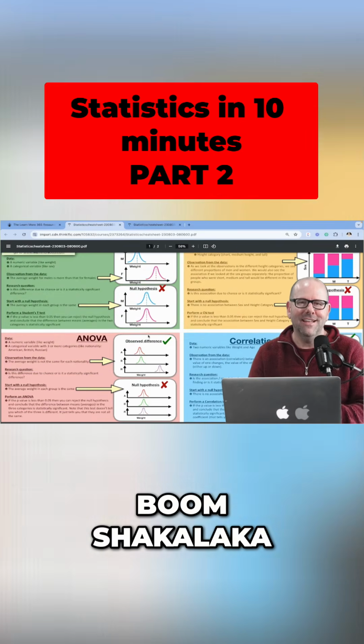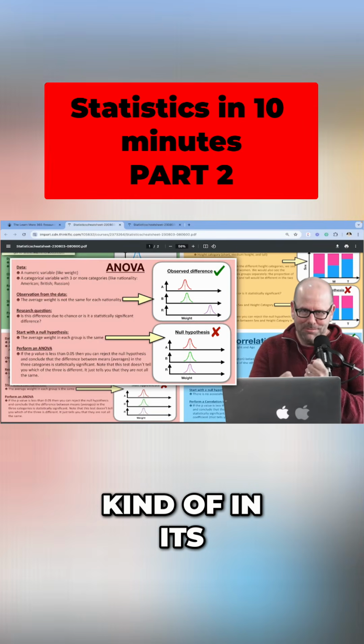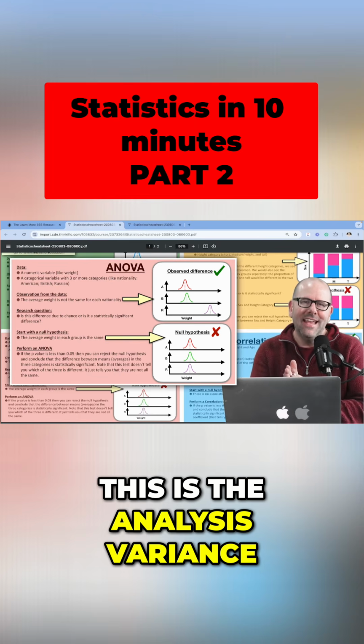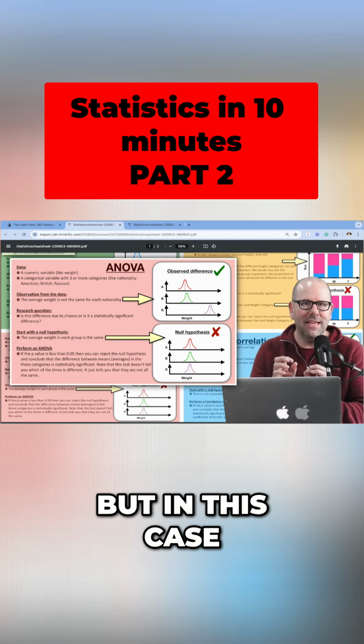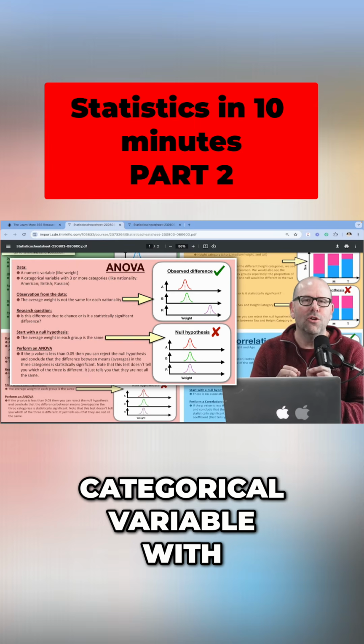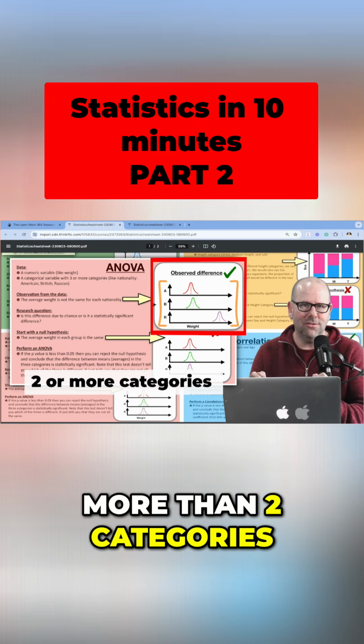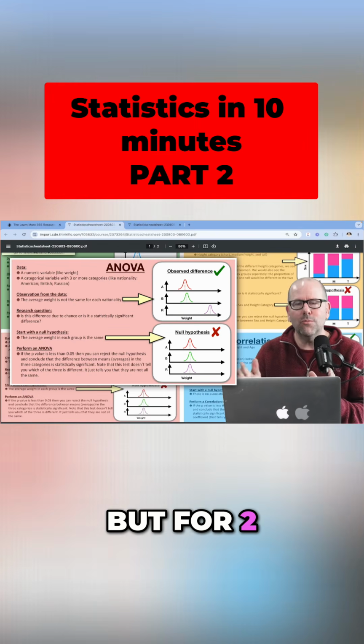Boom shakalaka. Now let's talk about the ANOVA kind of in its simplest form. This is the analysis of variance. Essentially, it's asking the same kind of question as the t-test, but in this case, you've got a categorical variable with more than two categories. Or you could do it for two, but for two or more categories.